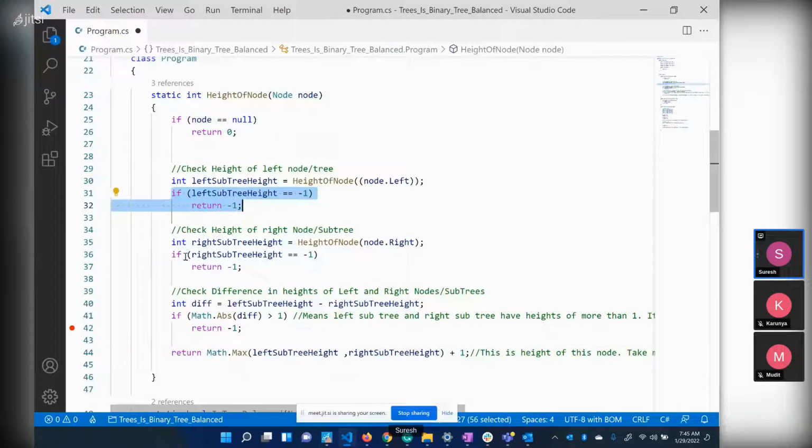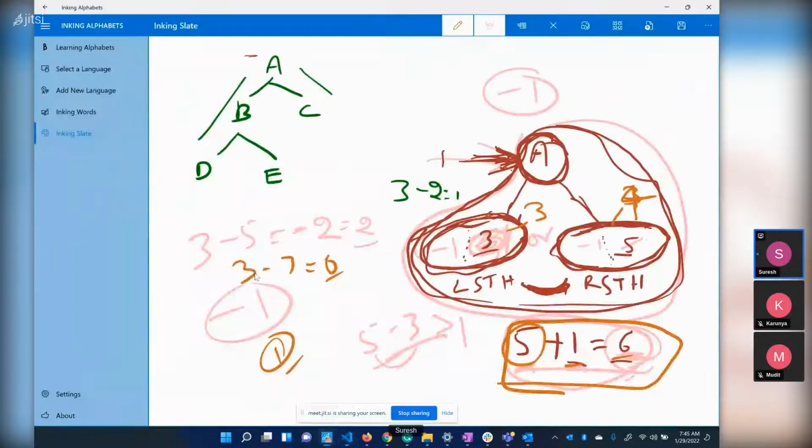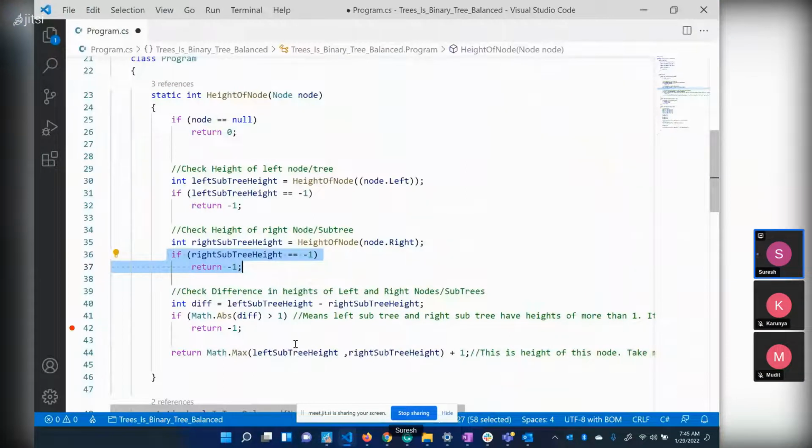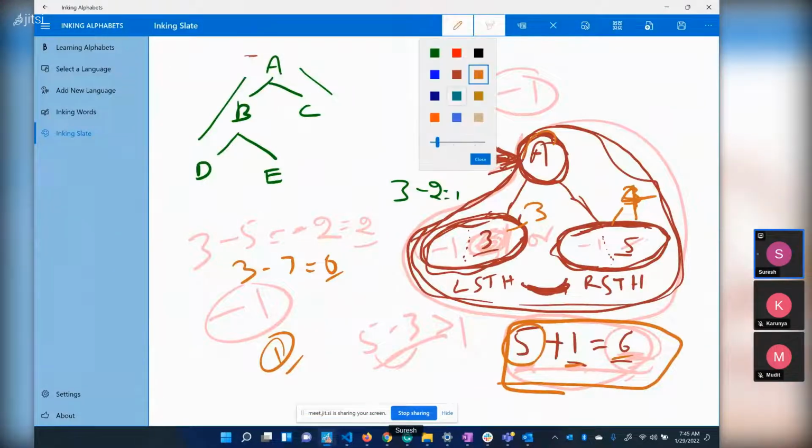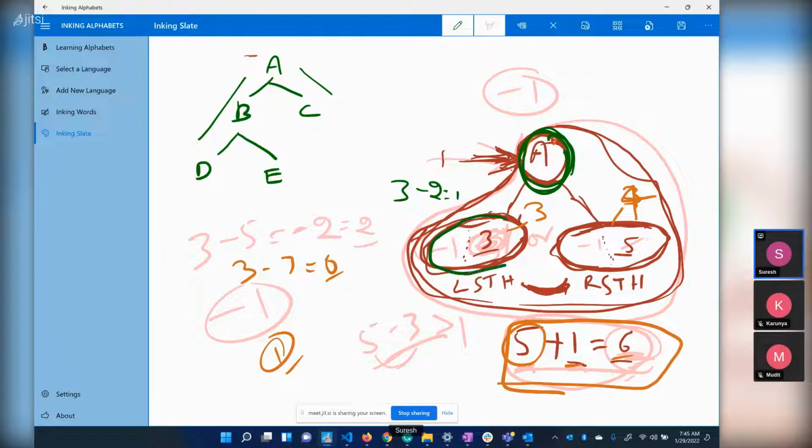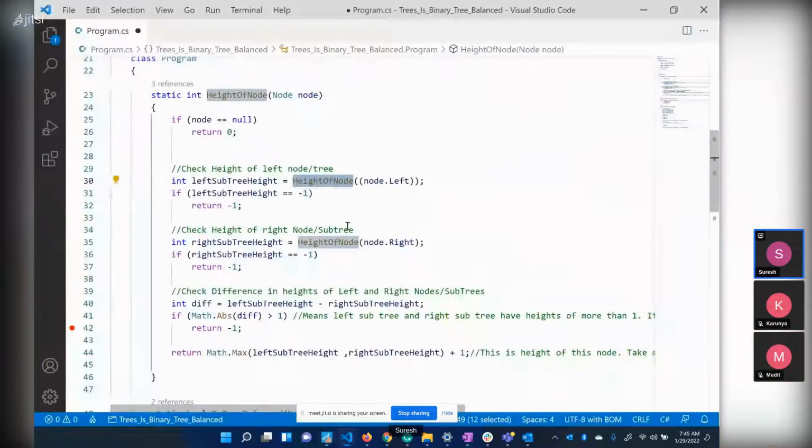So at any point of time, basically, what are we doing here? We are recursively calling the left. We want to calculate the height of A, but in order to calculate the height of A, we are calculating the height of the left subtree using the same recursive method. We are calling height of the node dot left, and similarly, we are calling the same recursive method using node dot right.